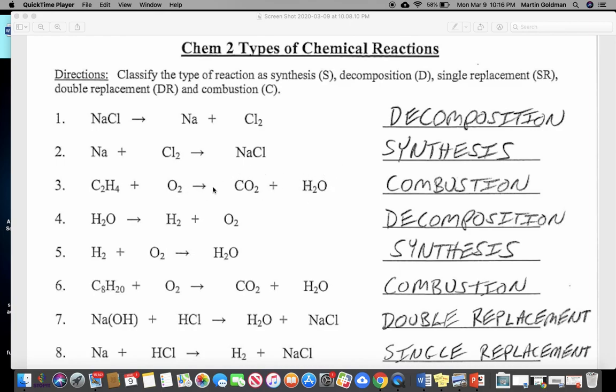Here we have number 3, something plus oxygen, very important, makes CO2 and H2O. Oh, something plus oxygen makes CO2 and H2O. That looks like combustion to me. And here we have H2O, water, breaking up into H and O.